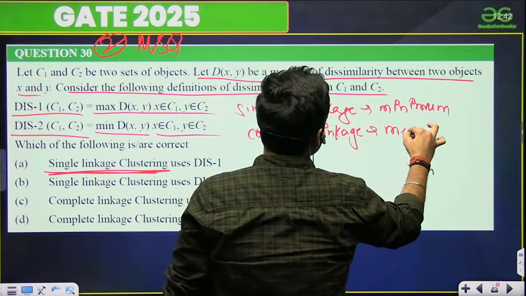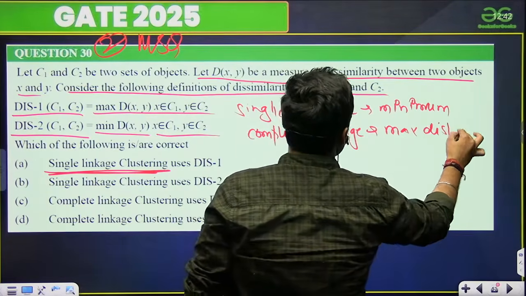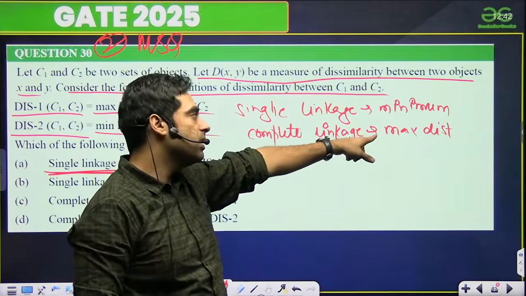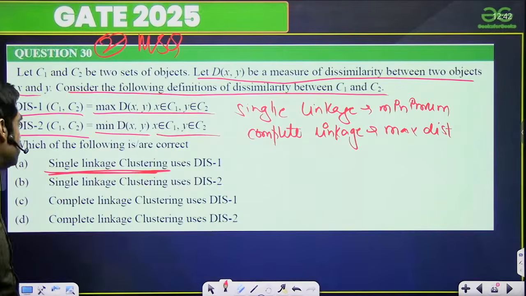It uses the maximum distance. Wherever a chain-like structure is formed, there single linkage is used. Where the structure is spherical, there complete linkage is used. ठीक है. अच्छा, अब यहां पर ये क्या कह रहा है?